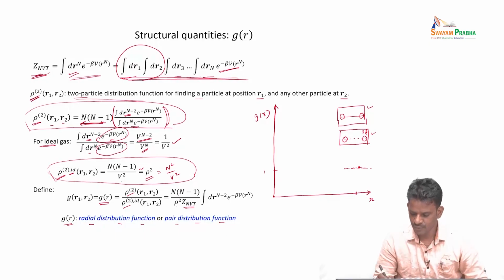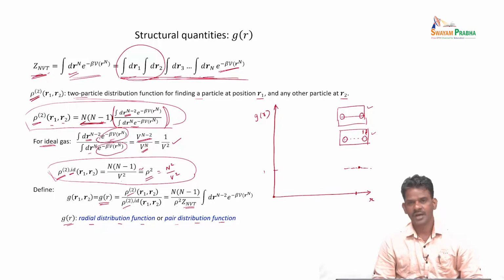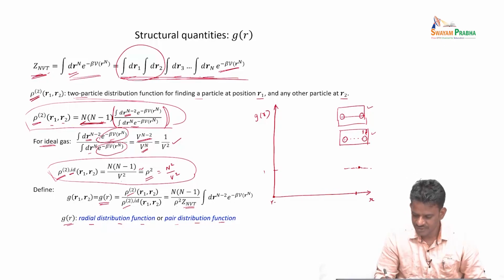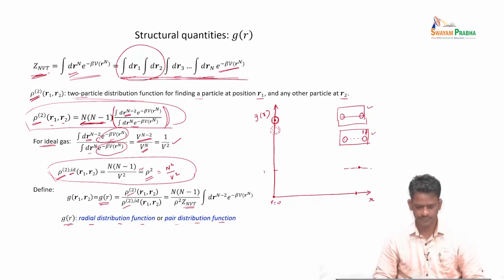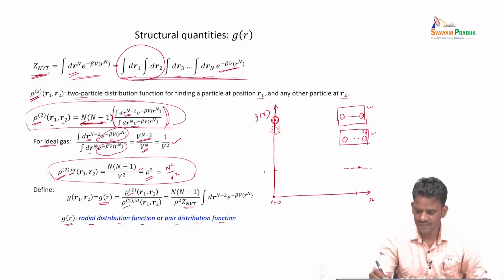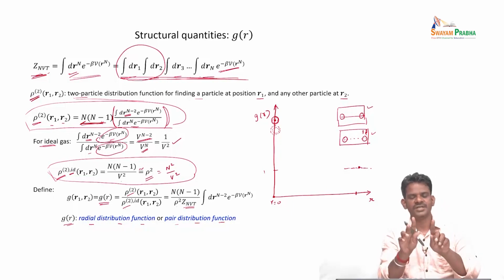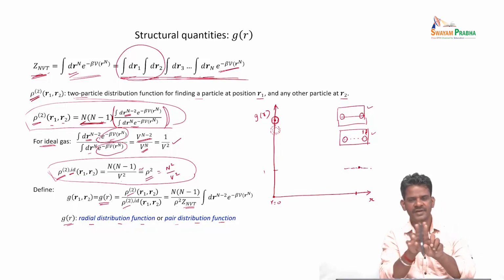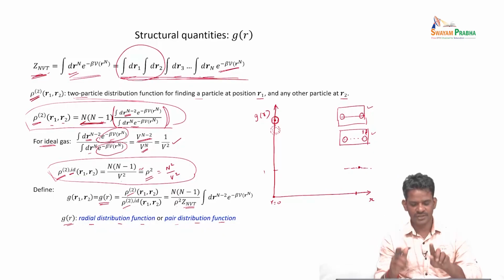Now, what happens when you go to r equal to 0? So, r equal to 0 is a case where you have a system where two particles are sitting on top of each other. That is what it means, r equal to 0. So, we know that in real system our potential is at least hard sphere like. So, you will never have two particles sitting on top of each other, then they will have overlap, then the potential goes to infinity. So, e power minus infinity will be 0.